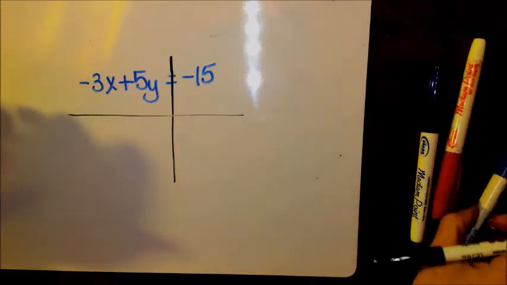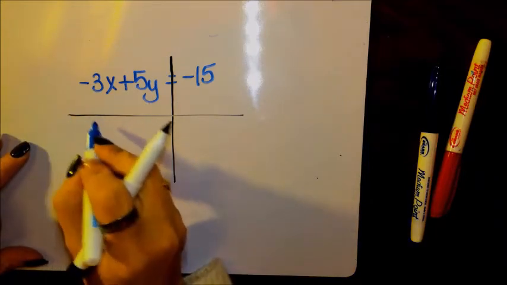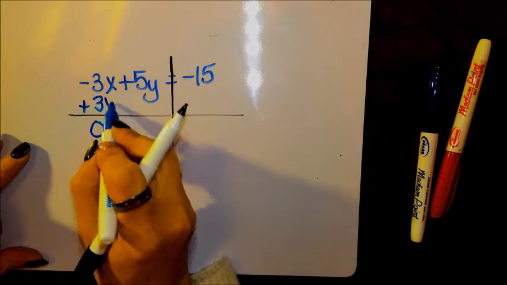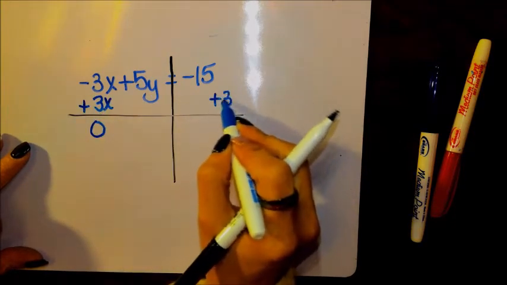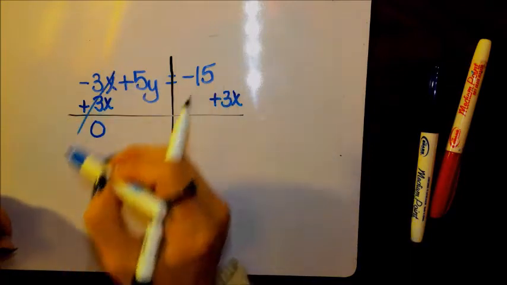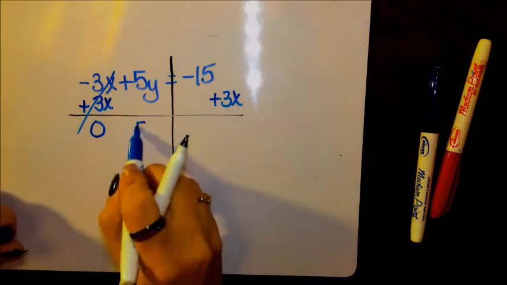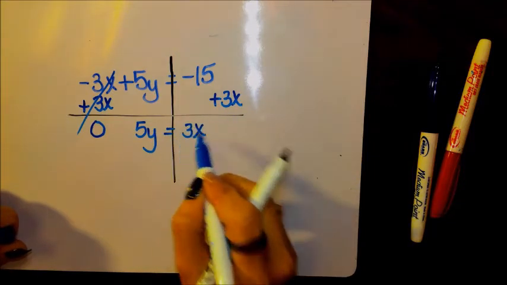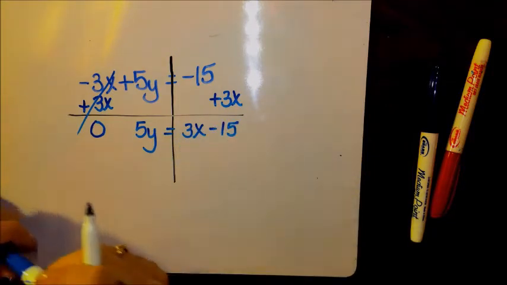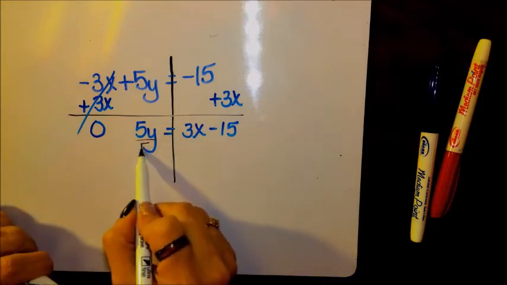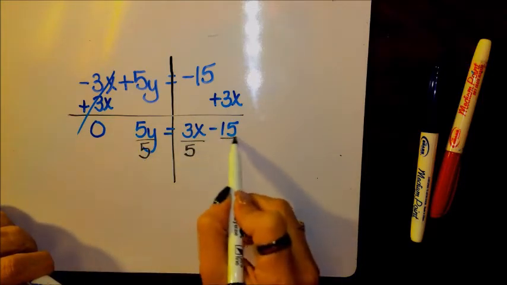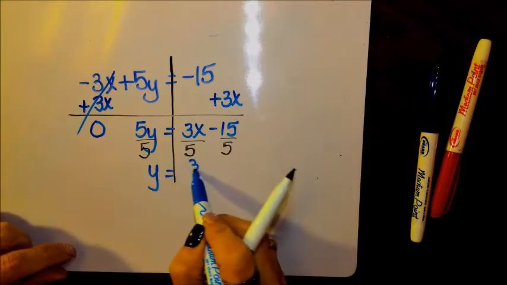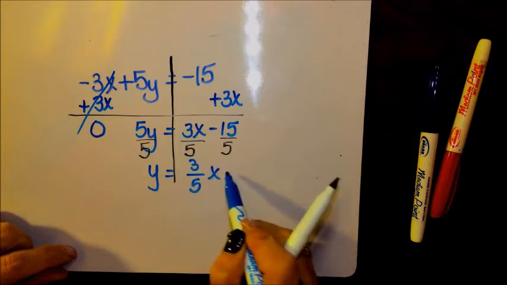If I move x on this one, if I want it to be gone over here, I would add 3x to both sides, because that would zero out. And that would leave me with 5y over here equals, over here I've got a positive 3x minus 15. So I'm going to divide every single thing by 5. So y equals 3 over 5x minus 3.